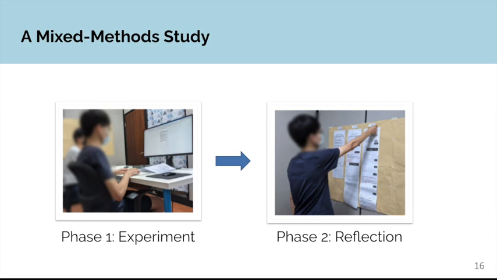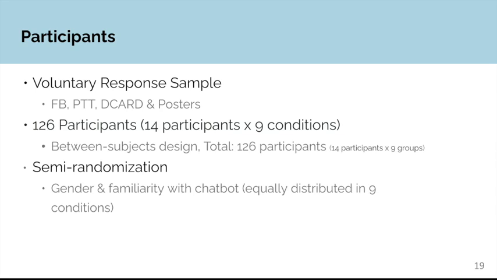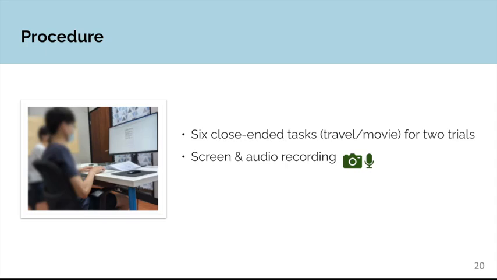This study used mixed methods that include 2 phases to get both quantitative and qualitative data. Phase 1 was a between-subject experiment. We had 8 guidance combinations consisting of 4 timings times 2 types. A control group was also included, so there were 9 conditions in total. We recruited 126 participants through social media in Taiwan. 14 participants were assigned to each condition through semi-randomization based on their gender and familiarity with chatbots.